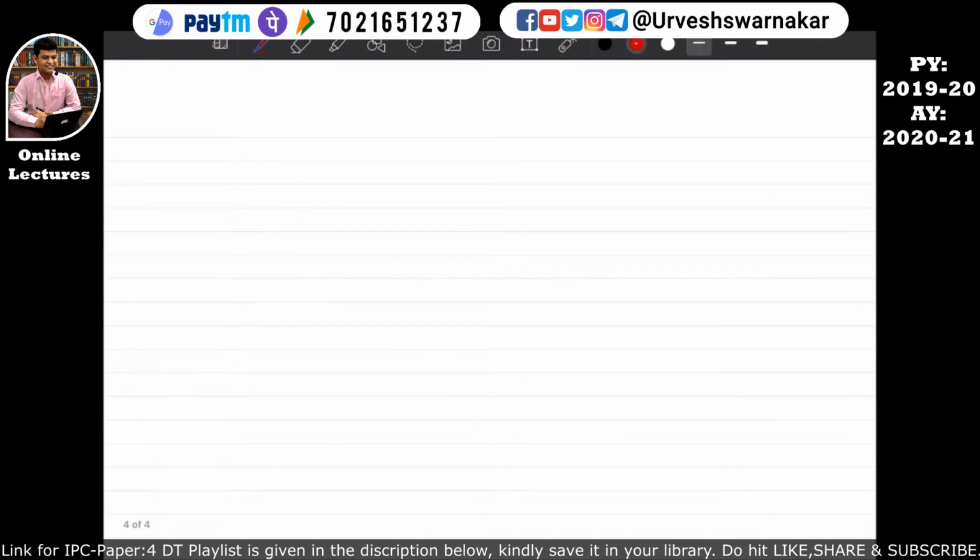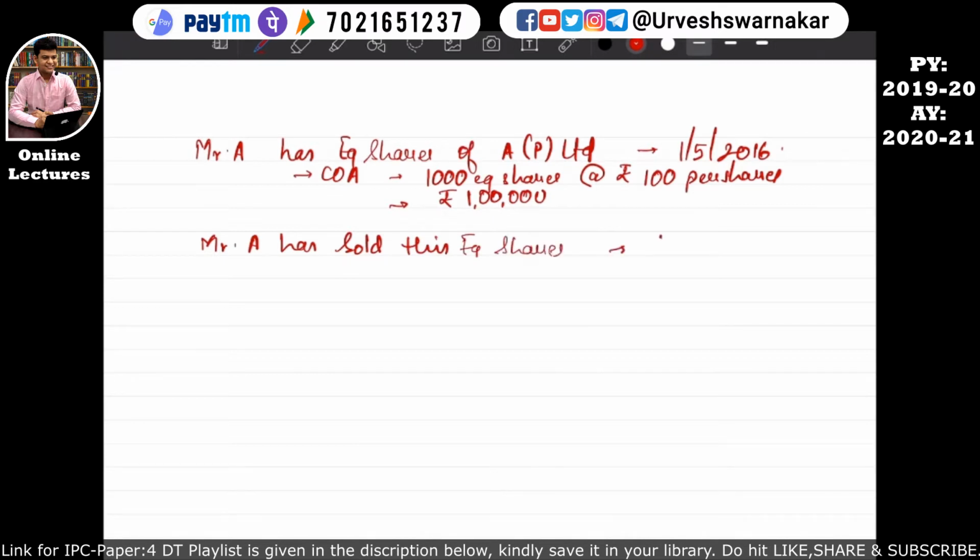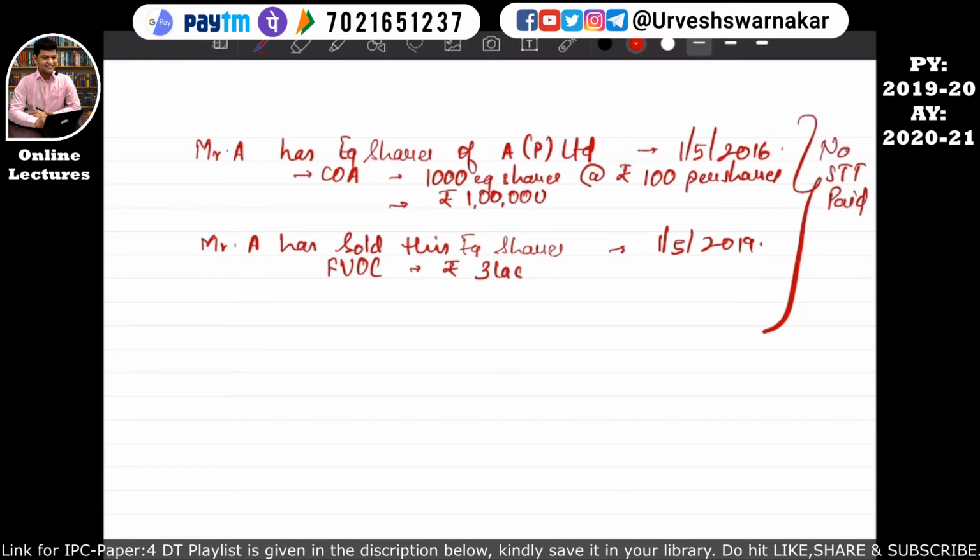Okay, so understand this over here. Mr. A has equity shares of A Private Limited, and the cost of acquisition of these equity shares is as follows. He has purchased 1000 equity shares at the rate of rupees 100 per share. So the cost of acquisition is equal to rupees 1 lakh. He acquired these equity shares on 1st of May 2016. I hope this is quite clear to all. And Mr. A has sold these equity shares on 1st of May 2019. The full value of consideration is, say, rupees 3 lakhs, and no STT has been paid, both on purchase and sales. I hope this is quite clear to you.